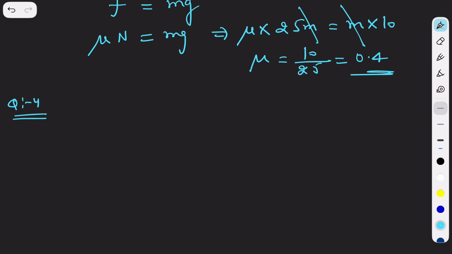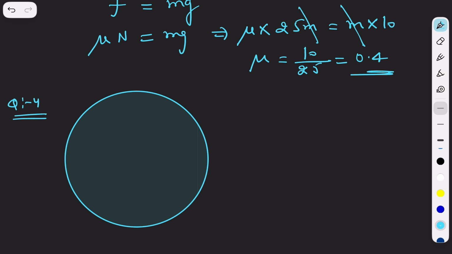So guys, this is the problem. Let me read this question. A toy car is moving on a circular track of radius 1 meter, guys. Let me make the circle. What is given? The radius of this is 1 meter. A toy car is moving on a circular track of radius 1 meter.